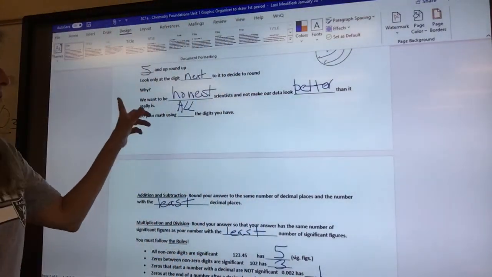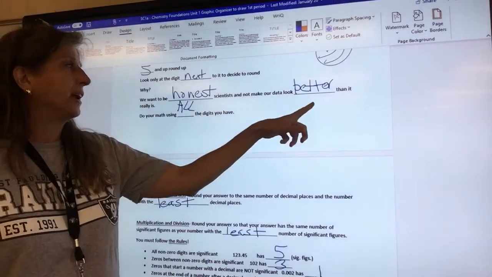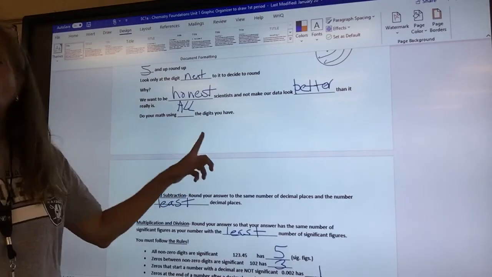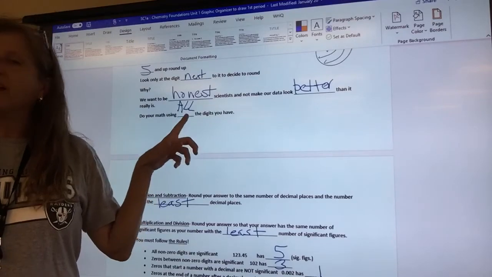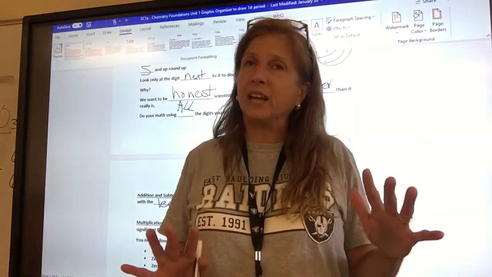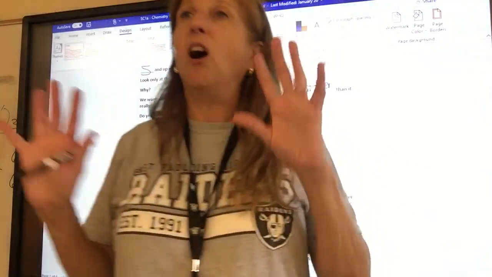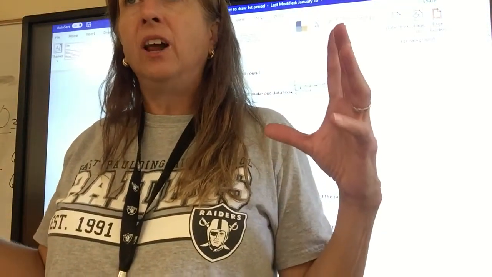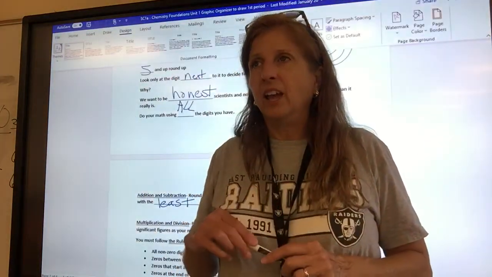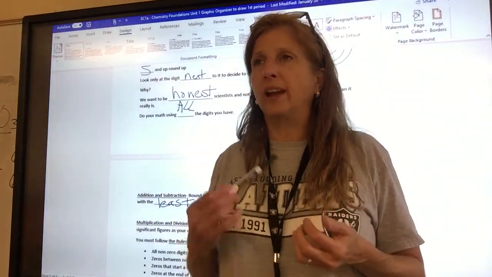Okay, why? We want to be honest scientists and not make our data look better than it really is. Do your math using all the digits you have, and then you round at the very end. So you don't worry about scientific notation. You put in all the digits you have, and then you round at the very end. Any question about that? Otherwise, you will not get the right answer.